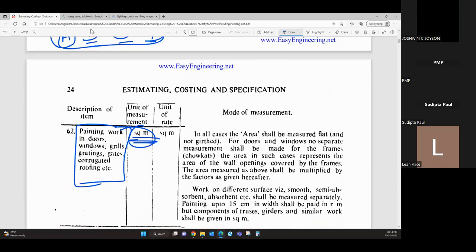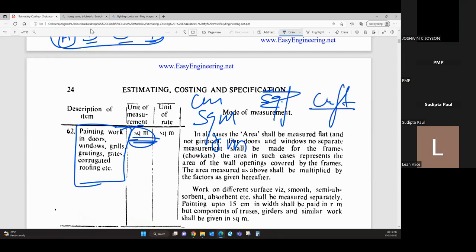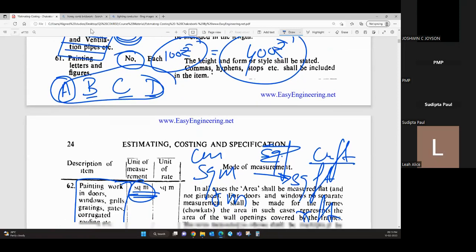Okay. So these are the general items on which we consider whether we should take cubic meter or square meter or running meter. Now if something is in cubic meter, then you can convert it into cubic foot, or square meter to square foot, or running meter to running foot. Am I clear?